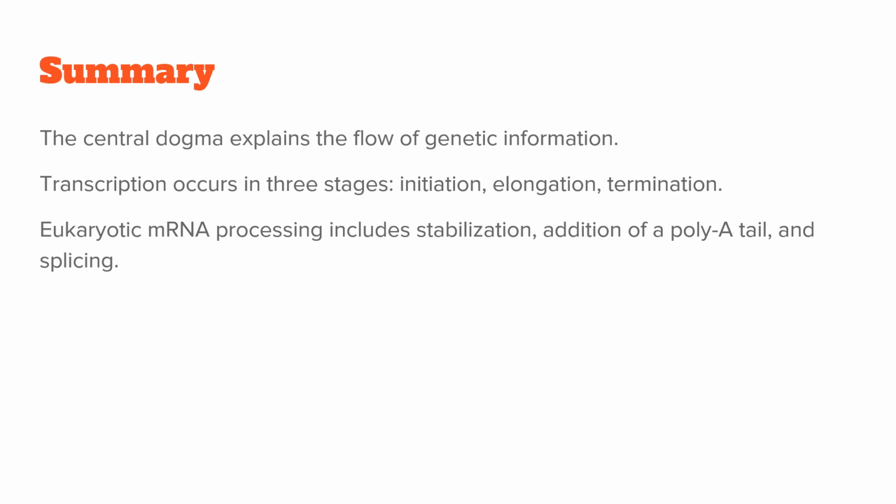The central dogma describes the flow of information from DNA to RNA to protein. Transcription is the process that creates RNA copies from DNA, carried out in three stages: initiation, elongation, and termination. In eukaryotes, the RNA must then be processed. It's stabilized with a cap and a tail, and introns are removed through splicing. These steps ensure the final mRNA is stable, accurate, and ready for translation in the cytoplasm.